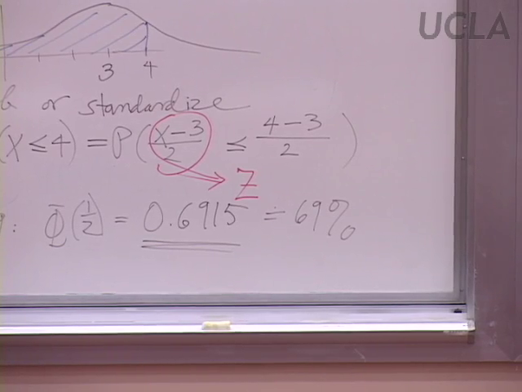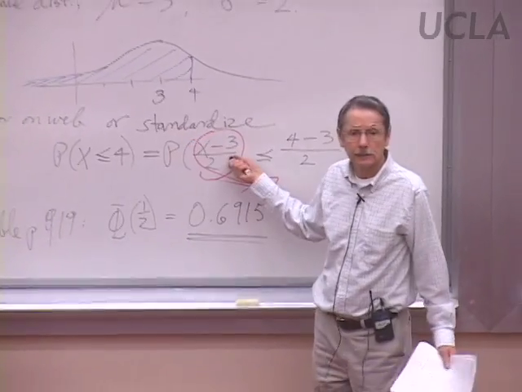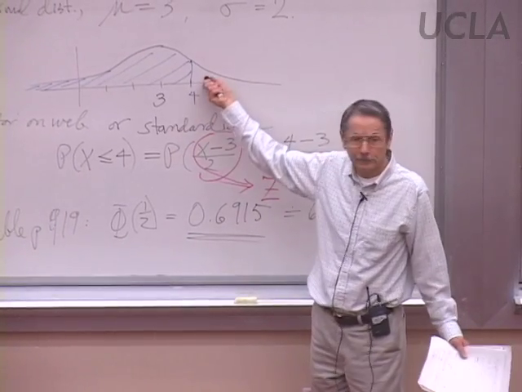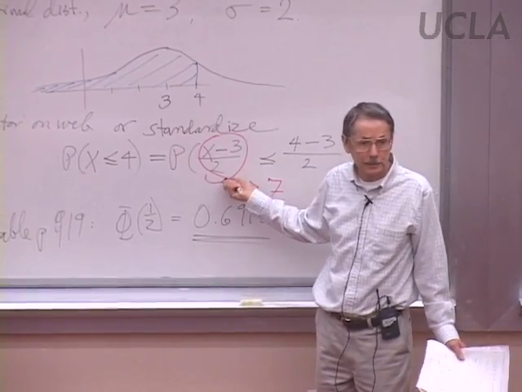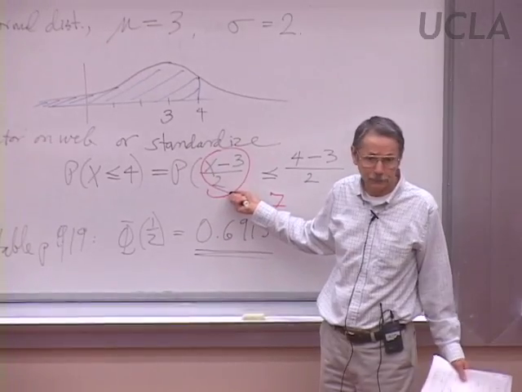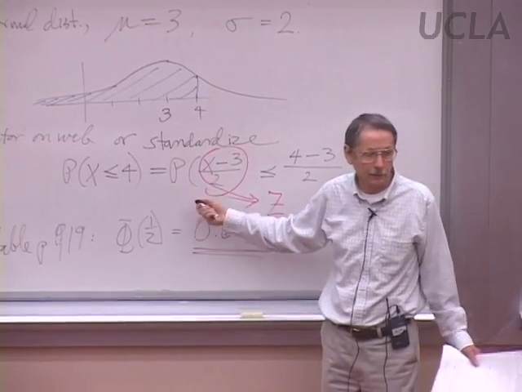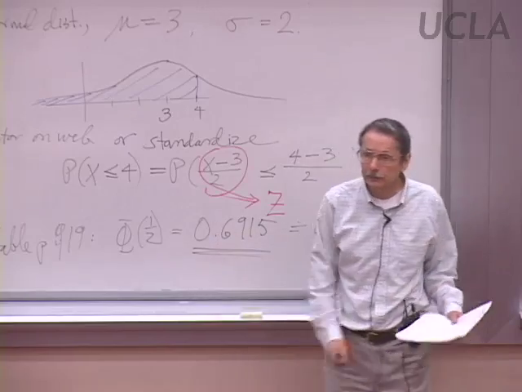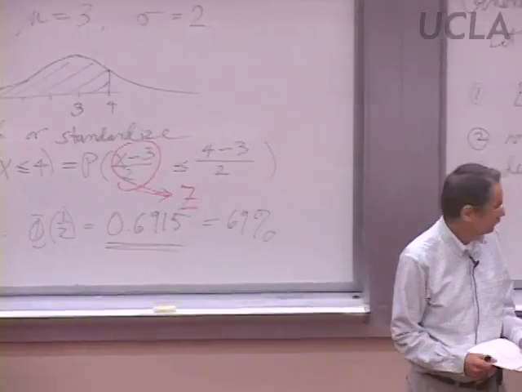And this is the method. We'll draw the picture. We convert it to z, because we know we have a table for z, or a button on our calculator for z. And then we figure out the probability.